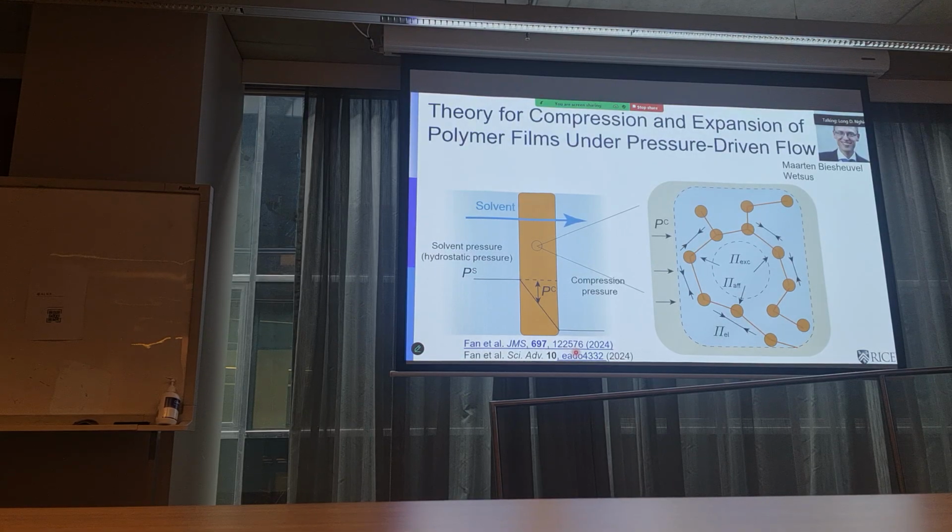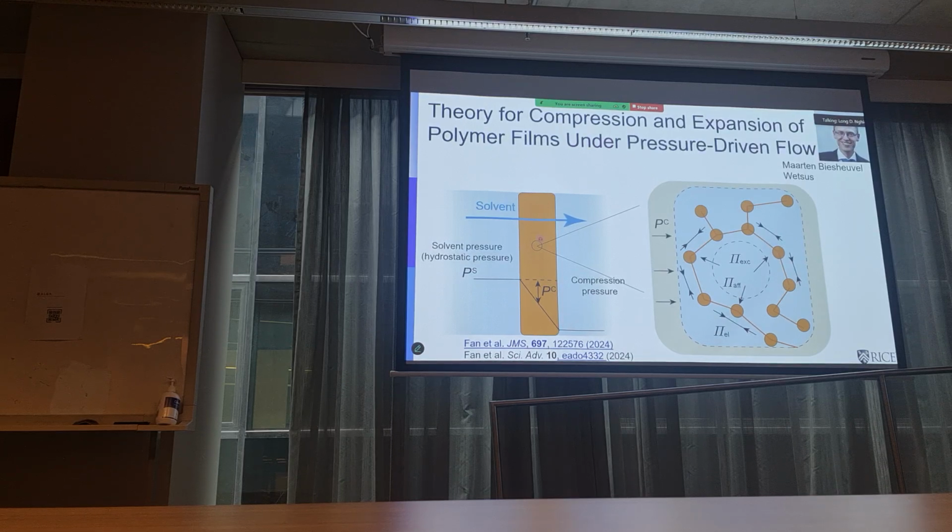Now let me show you a theory described in this paper, a very complicated theory that we needed to develop in collaboration with an expert, Martin Jessusveld from Wetsus in the Netherlands. Here we model the membrane, and there is a pressure gradient across it. Soon I will tell you that when we describe compaction, the compaction pressure is always the applied pressure minus the pressure of the solvent inside the membrane. As we move here, you see this area, this is the compaction pressure, and it's much larger here.